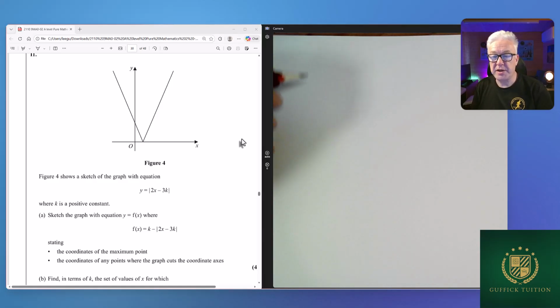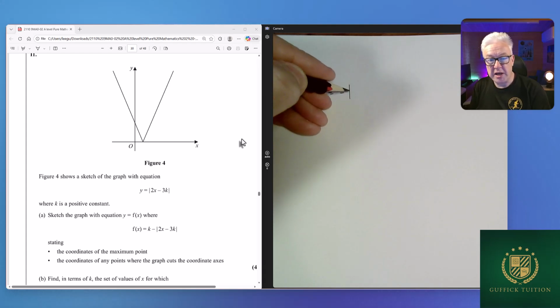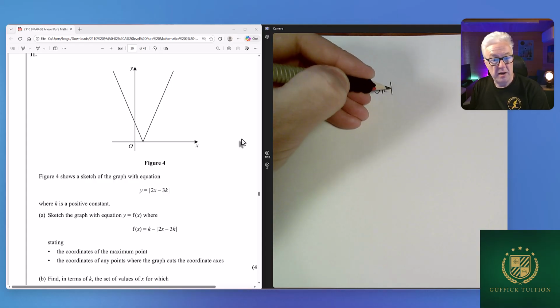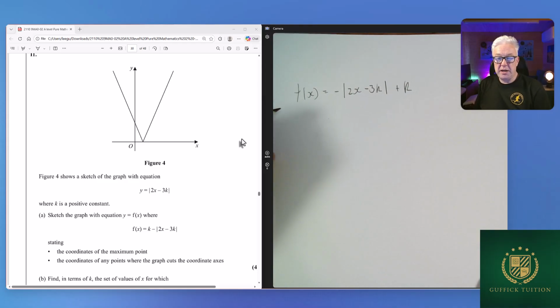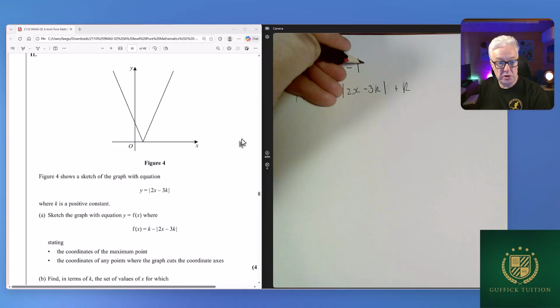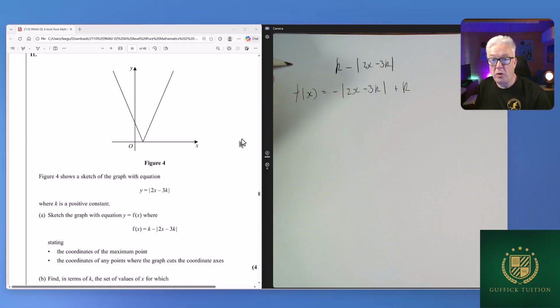Okay, so the first thing that I would do, with the function f of x that we've been asked to sketch, is change the order in which it's written, because psychologically I think changing the order helps us to make sense of it a little bit more. Instead of writing it as k minus the modulus of 2x minus 3k, I've just changed the order in which they're written, and that helps me think about it.